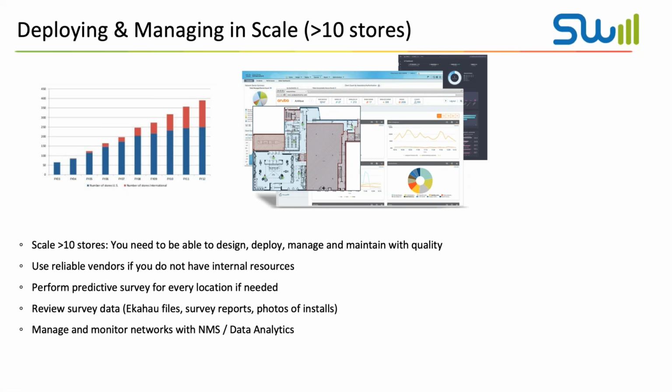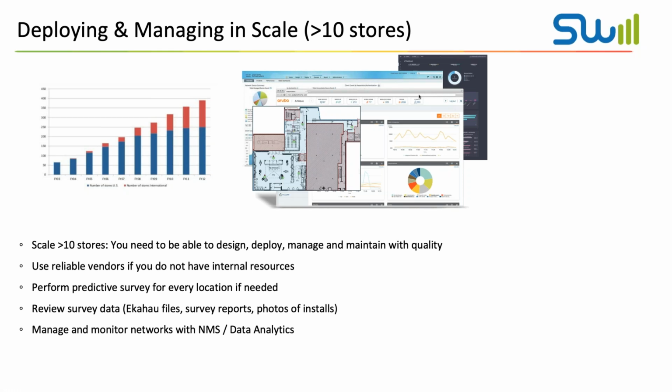Once you're at like 10 stores, it's difficult to manage that, but it's manageable. But once you start going above 10 stores, I mean, Dale has over 3,000? Roughly 1,000 stores. Roughly 1,000. I'm just under 450 stores. That's when it really gets difficult to design, deploy, manage and maintain those with real, good quality.